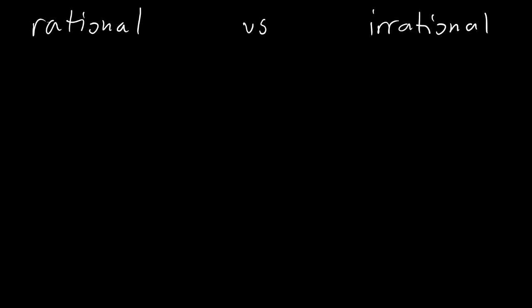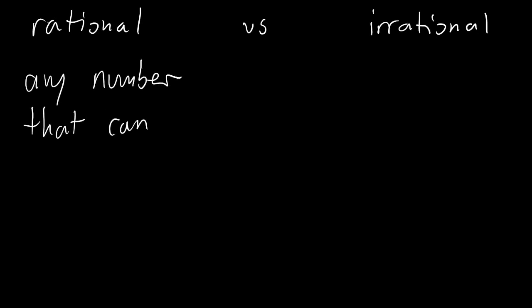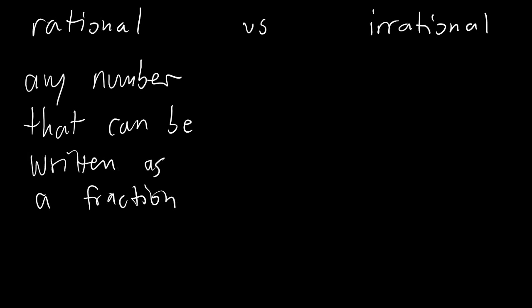All right. Next, we're going to talk about rational versus irrational. So within real, there are two types of numbers, rational and irrational. Rational is any number that can be written as a fraction. So any number basically that can be written as a fraction is rational.